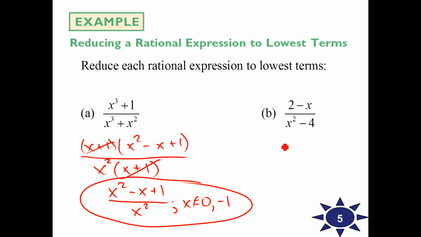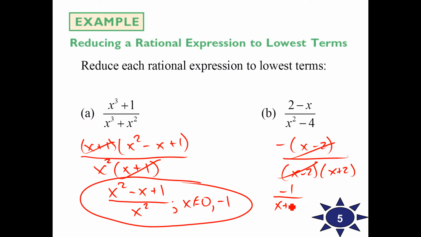Second one here, let's reverse this. Negative x minus 2 over x minus 2, x plus 2. The x minus 2's cancel. We're left with negative 1 over x plus 2. X cannot be plus or minus 2 because of the positive 2 there. All right, try problem 5.